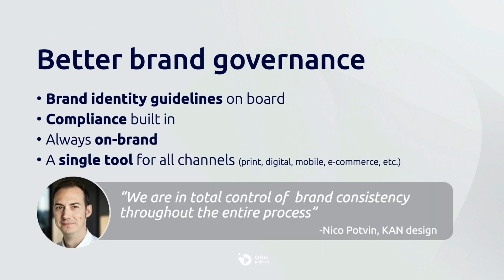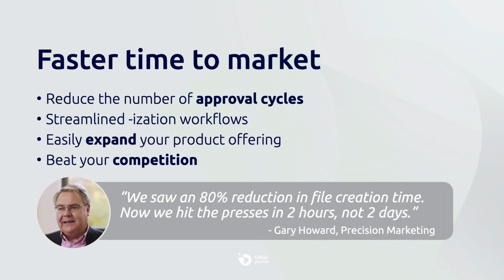You get better brand governance. Because your brand identity guidelines are on board and compliance is built in, you're always on brand, and you can use a single tool for all your channels. Any kind of output where you need visuals, you can use that same tool, which is Chili Publisher. You get to market faster. You can reduce the number of approval cycles. You've got streamlined workflows, which means you can easily expand your product offering and beat your competition.